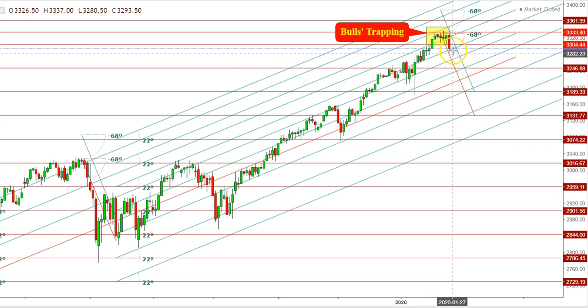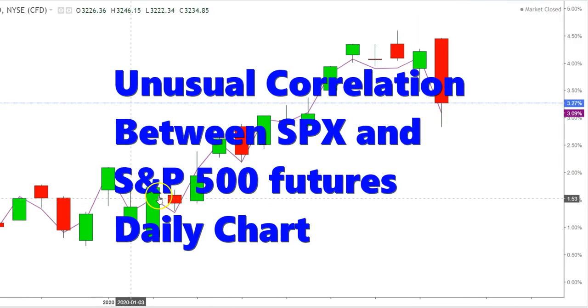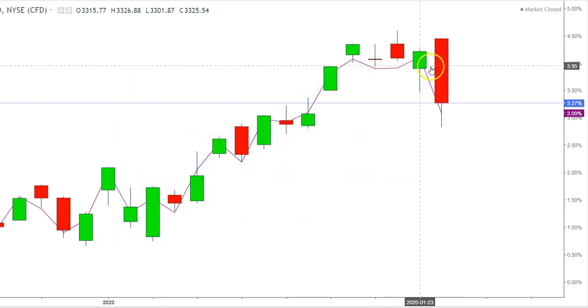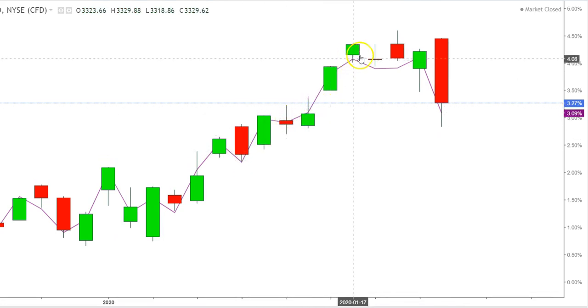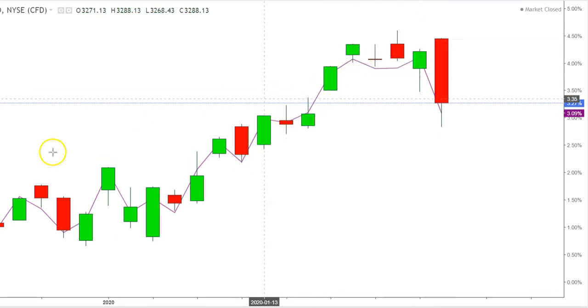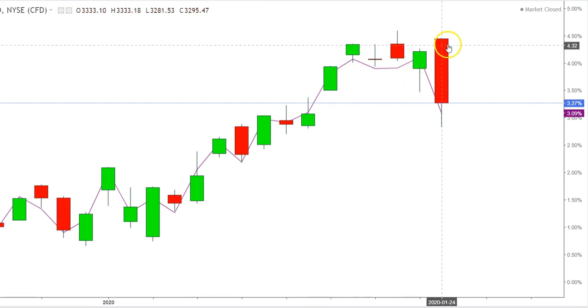Why do I feel so bearish in the S&P 500 futures for the upcoming week? Because here you can see that this sharp downward move has created an unusual correlation between the S&P 500 index and S&P 500 futures. So here you can see a daily chart of S&P 500 futures and the S&P 500 index. This line represents the movements of S&P 500 futures, whereas this candle chart represents the movements of the S&P 500 index.